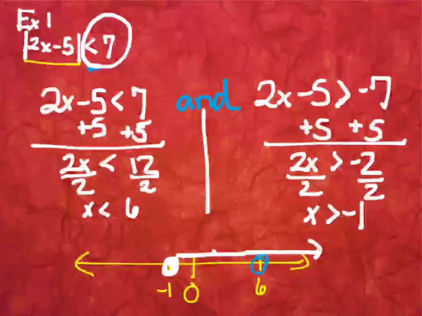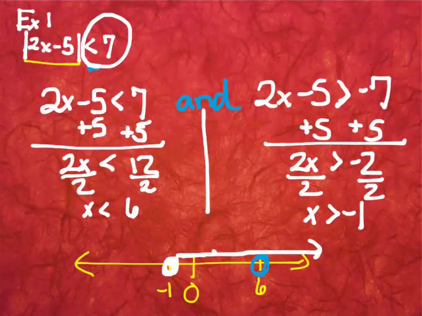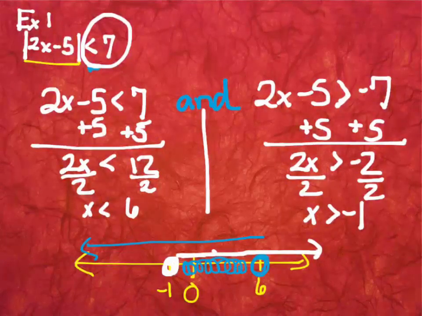For 6, I am open circle again, but this time I am shading towards the left because it's less than. So my overlap is right here in the center. Your answer is going to be written in interval notation.